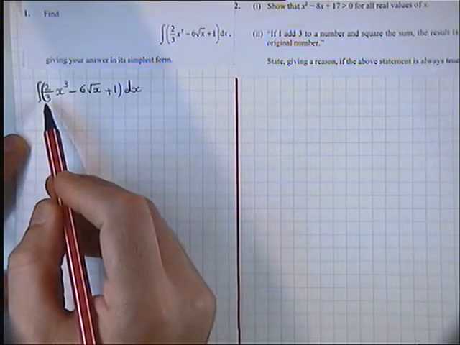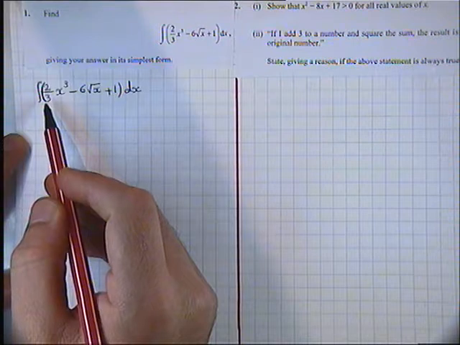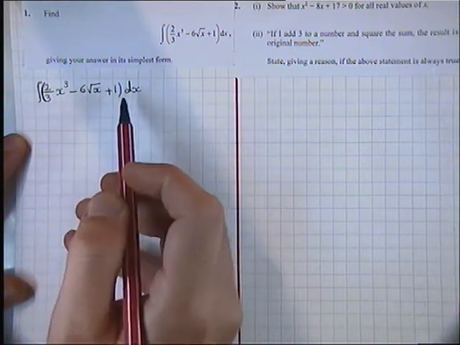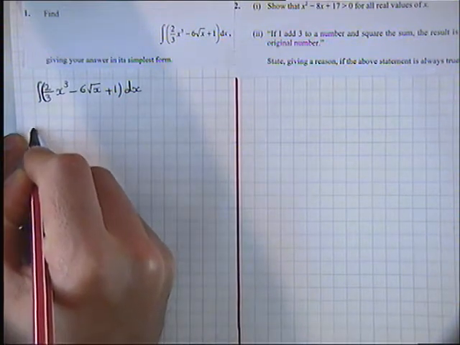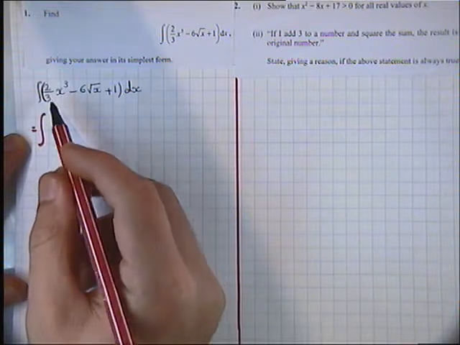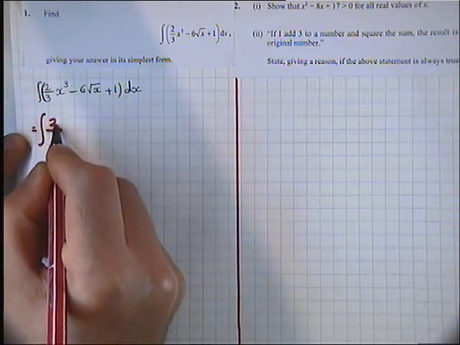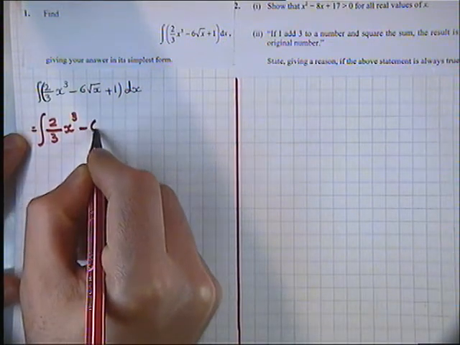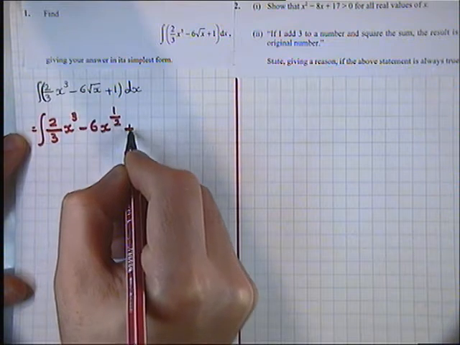I wrote down the question once more here just to make it more visible. So, integration of 2/3 of x cubed minus 6 root x plus 1 with respect to x. First of all, we need to write down the equation in such a form that we should be able to integrate it. So, 2/3 of x cubed minus 6 x to the power of half add 1.